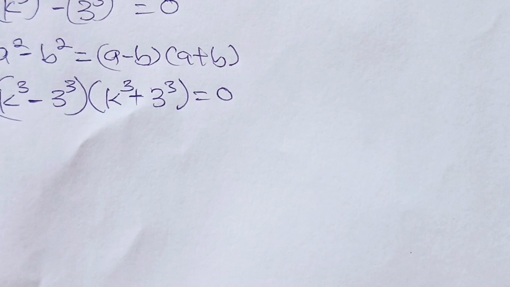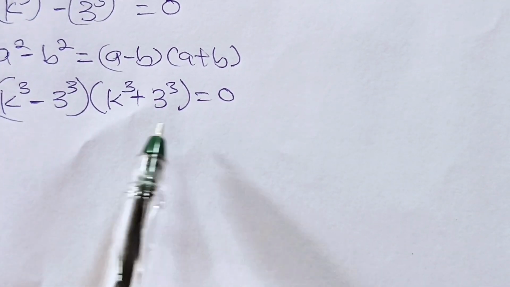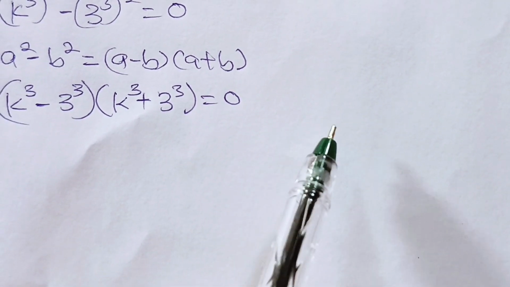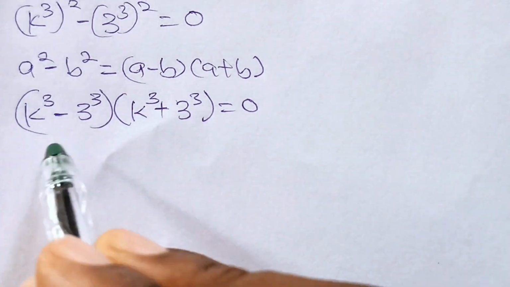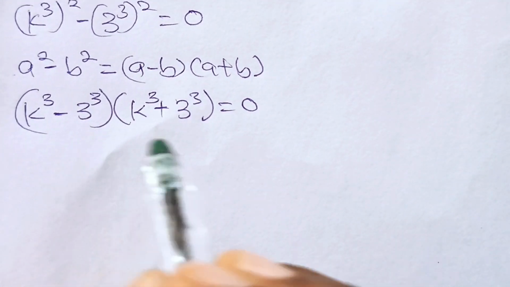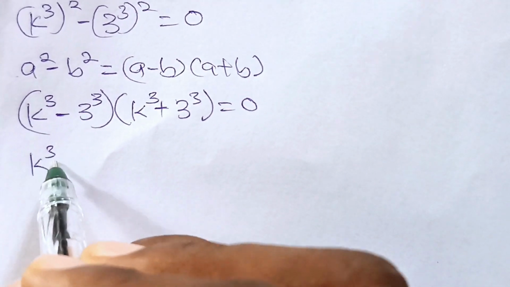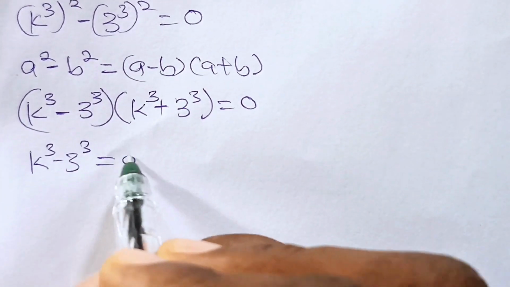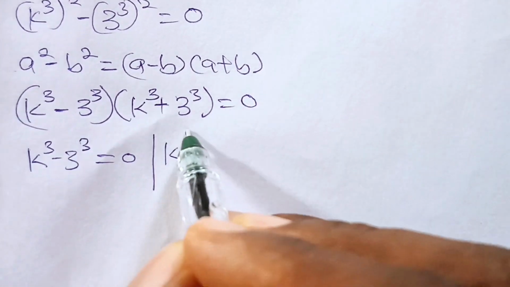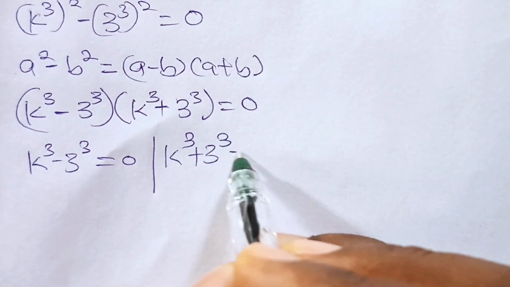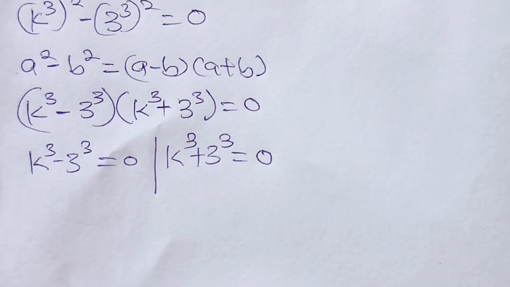Now, when you have two brackets multiplying each other and they are equal to 0, it simply means that either of them is equal to 0. So you have k to the power of 3 minus 3 to the power of 3 is equal to 0, or k to the power of 3 plus 3 to the power of 3 is equal to 0.